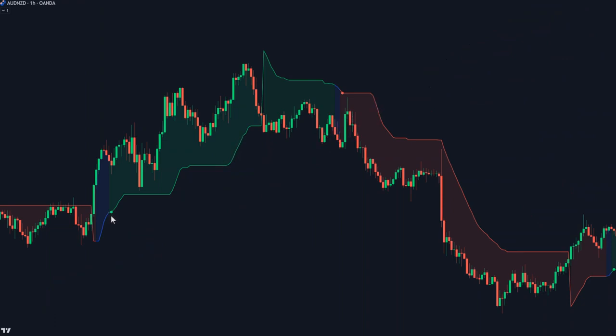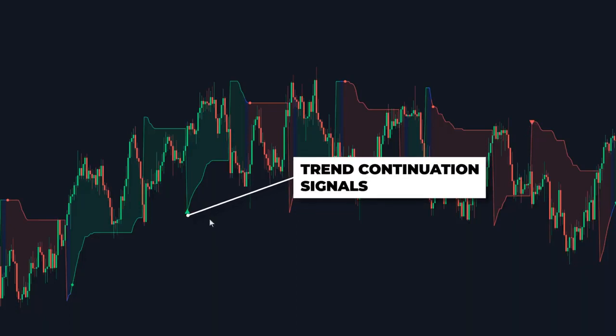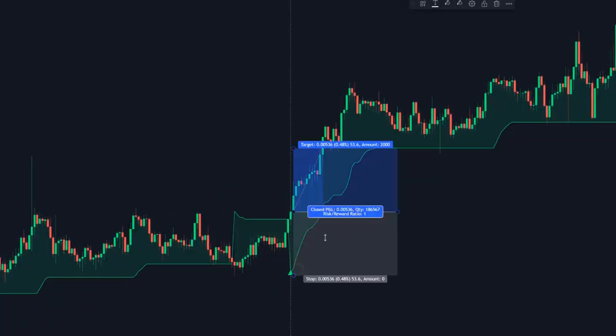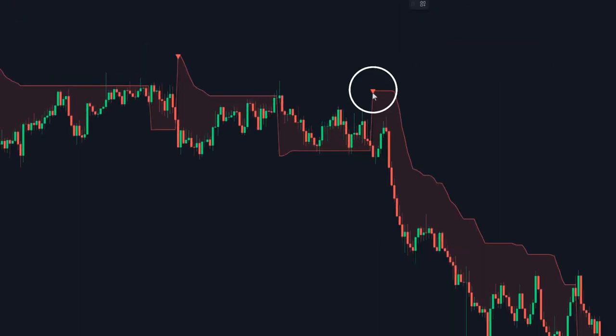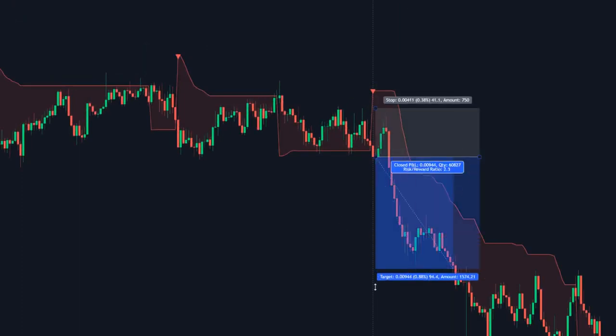This green dot indicates a shift in market trend from bearish to bullish, and this red dot indicates a shift in market trend from bullish to bearish. These up and down arrows are trend continuation signals. The green upward arrow indicates a bullish trend continuation and is also a potential entry point for long trades. This red down arrow signals a bearish trend continuation and is also a potential entry point for short trades.